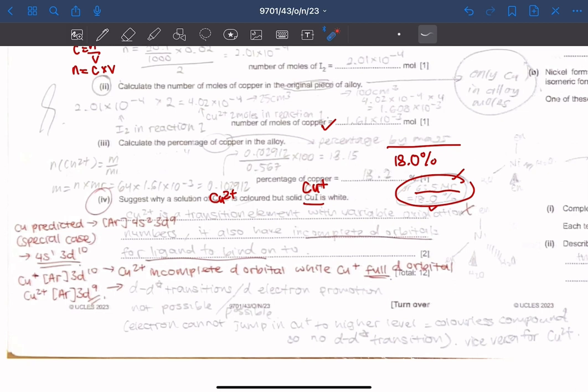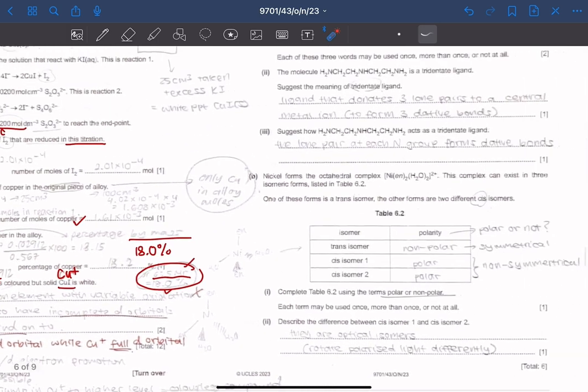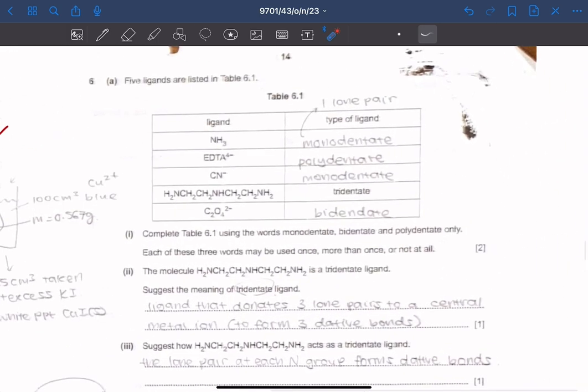And then the next mark goes to d electron promotion. It is not possible in Cu+ because an electron cannot jump to a higher level to form a colored compound. So d-d transition is not possible. Meanwhile, in Cu2+, when the d orbital splits into two levels, it is possible, and therefore it can form a colored compound, which is the characteristic of a normal transition element. Okay, moving on to the next question.